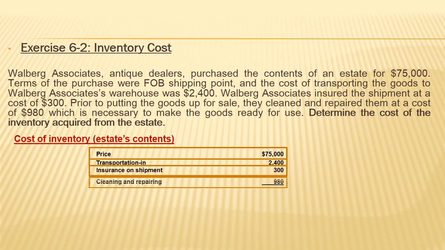Since the agreement is FOB shipping point, the buyer is the one responsible for paying the transportation cost. Also, insurance on shipments, $300. Cleaning and repairing, $980, since it said that they cleaned and repaired the inventory at a cost of $980, which is necessary to make the goods ready for use. And we said that we should include all the costs the company incurs in order to have the goods ready for use. So finally, we'll have total cost of inventory of $78,680.